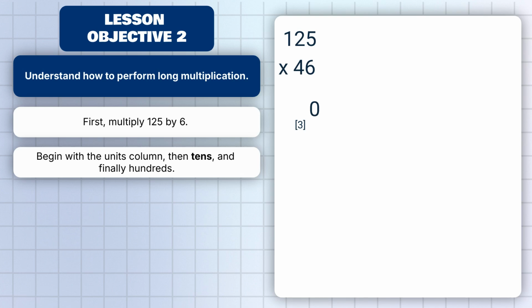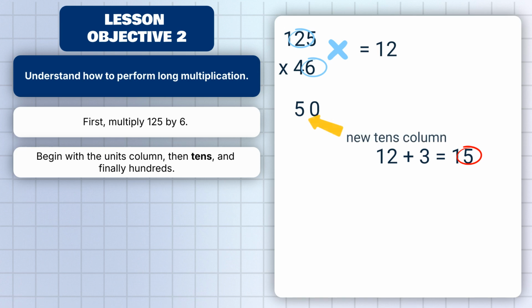Next, we must multiply the tens column of 125, which is 2, by the units column of 46, which is 6. 2 multiplied by 6 is equal to 12. However, we must add on the 3 that we made sure to carry earlier. 12 plus 3 is equal to 15. So we write 5, the units place of 15, in our new tens column. Then we must make sure to carry the 1, the tens place of 15.